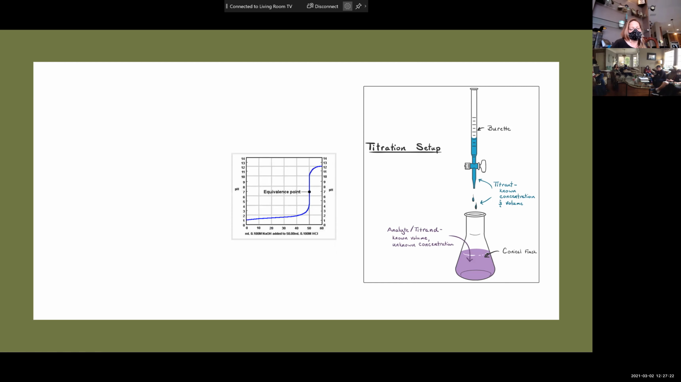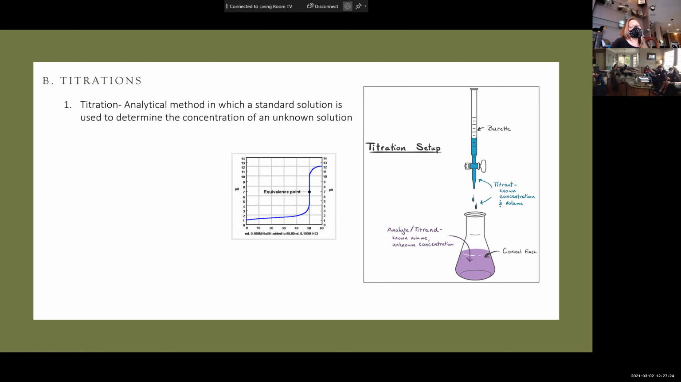you have your analyte in there and that's your unknown concentration. So titration is an analytical method in which a standard solution is used to determine the concentration of an unknown solution. And then you have this little dude called the equivalence point.